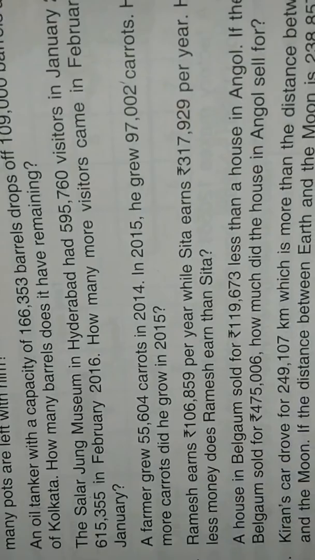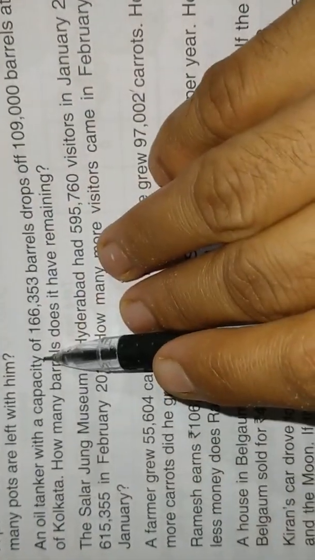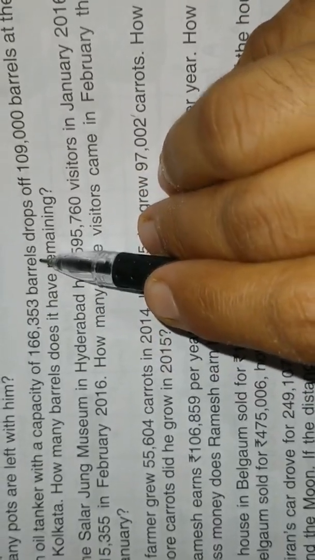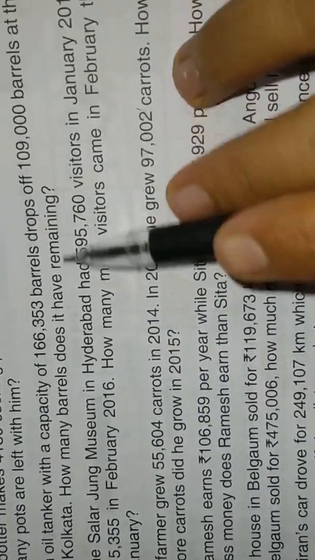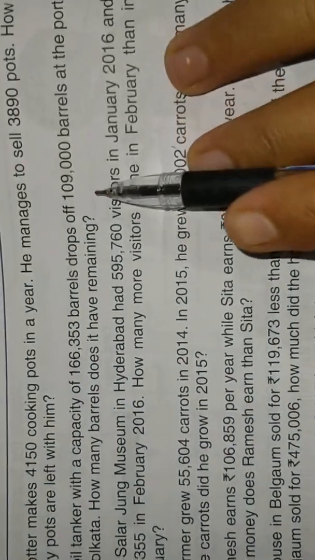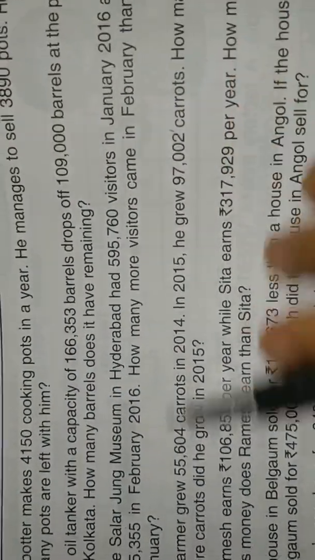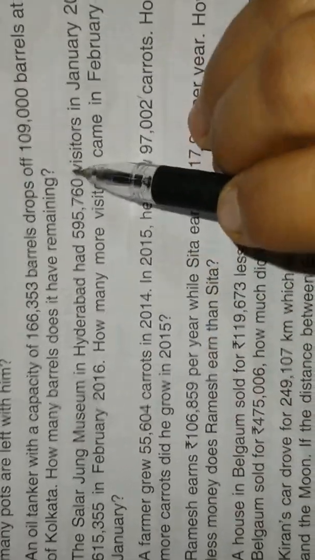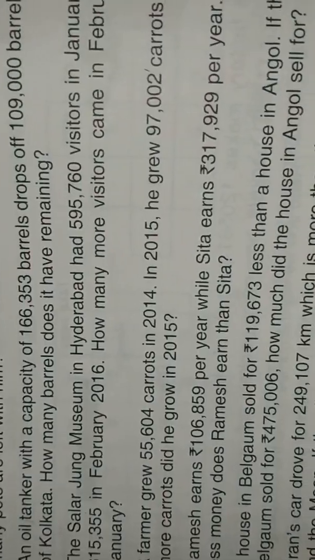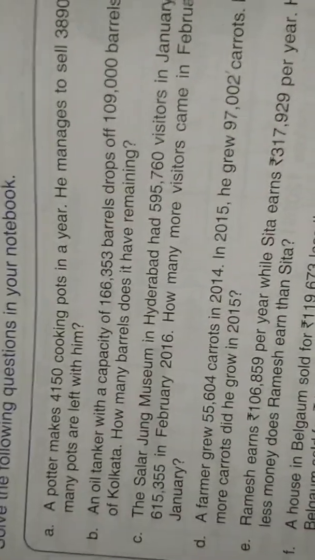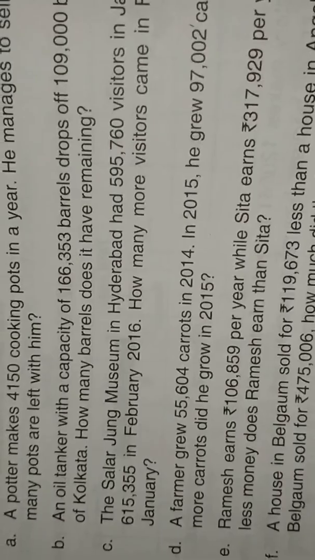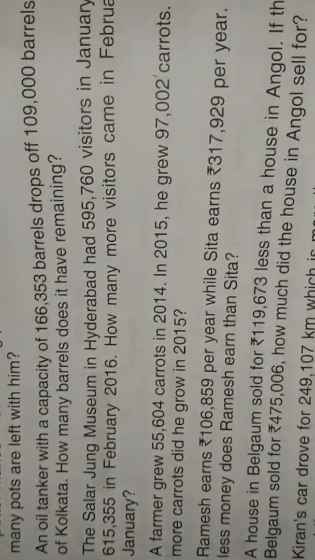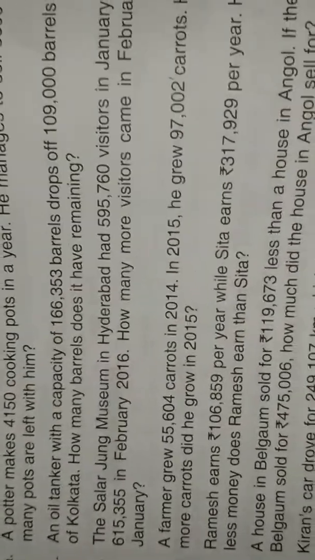An oil tanker with the capacity of 1,66,353 barrels, and then barrels drop off. 1,09,000 barrels at the port of Kolkata. How many barrels does it have remaining? That we have to find. So students, we have to follow some steps and we'll get the answer. So let's start the steps.